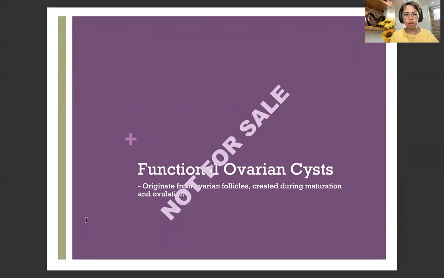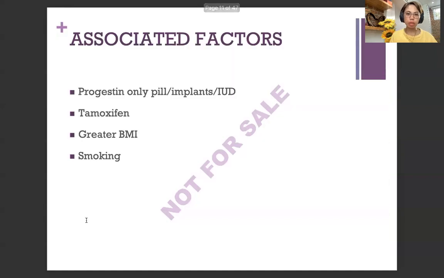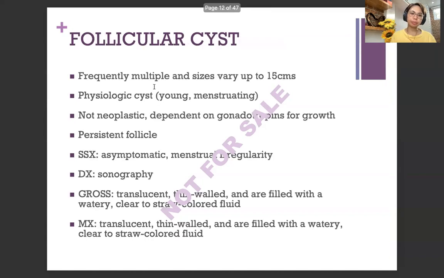Now, functional ovarian cyst, as I said, depends on the location. Where is the ovarian follicle located? It's in the cortex. So the ovarian cysts originate from ovarian follicles, and these are created during menstruation and ovulation. Associated factors are because of hormone influence, as you can see: progestin, tamoxifen. We keep repeating tamoxifen in the endometrial hyperplasia and carcinoma, greater BMI, and smoking.